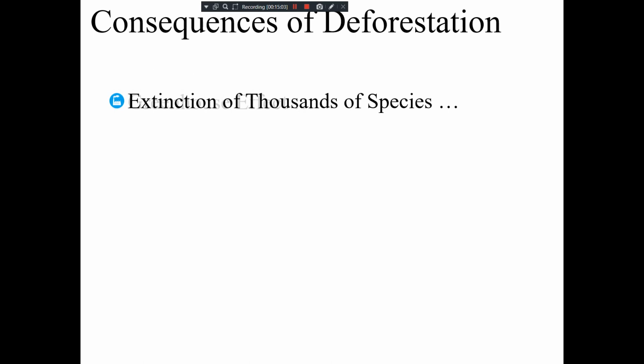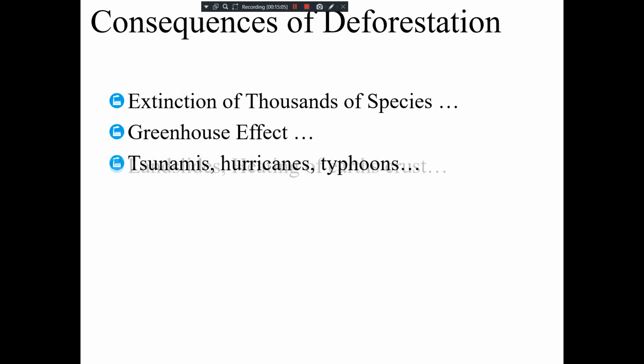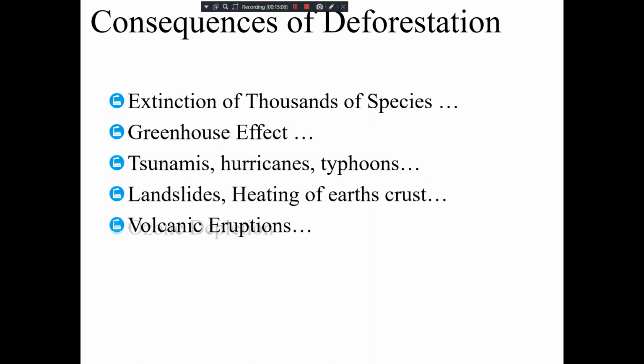Then the consequence is the extinction of thousands of species. So many species are there, and many of them may die because many species are endemic. What do you mean by endemic? The species which have a restricted range. They are found only in that patch, not elsewhere.